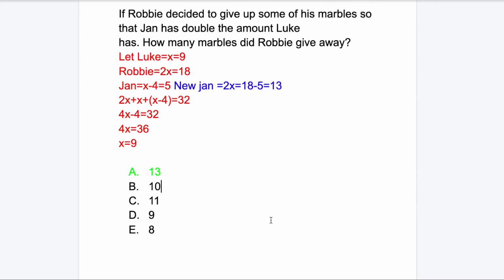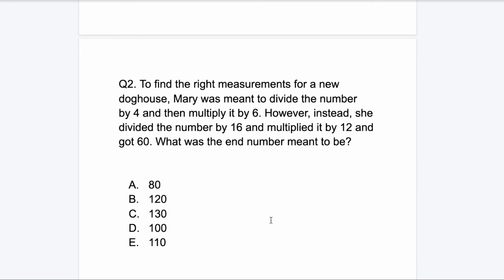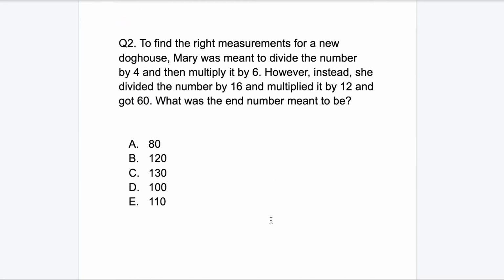Okay. So now on to the next question. To find the right measurements for a new doghouse, Mary was meant to divide the number by 4 and then multiply it by 6. However, instead she divided the number by 16 and multiplied it by 12 and got 60. The question asks, what was the end number meant to be?